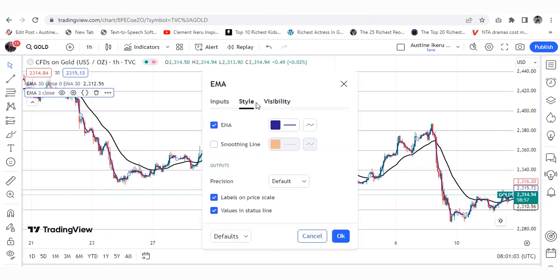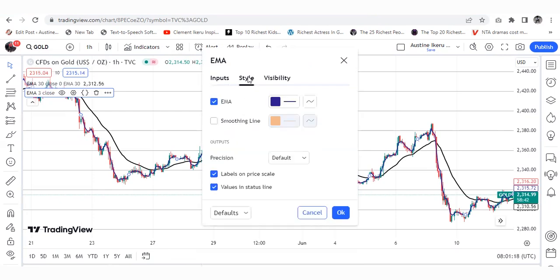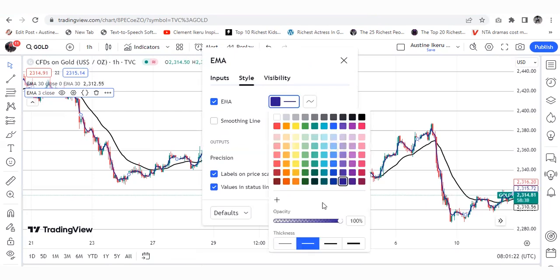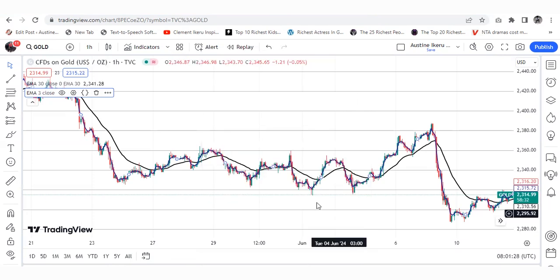Go to the settings. This is the settings, right? In the input, you can put the length, which is 3 EMA. Then you make it EMA, that is exponential moving average, then 3 EMA, and then you click save. Or you can come to style and enlarge the thickness of the line so that it can be more visible. After that, you can now click save.